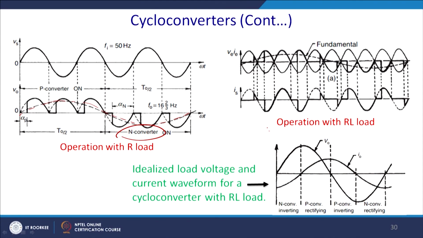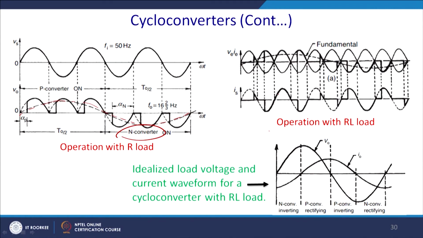And if you have an RL kind of load, where voltage and current will have a phase lag, then you have to turn it on and turn it off when the current through the thyristors is 0. So, you will get this kind of current in the system. So, this is the operation with the RL load.